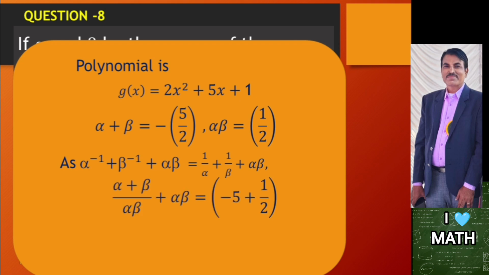Put the values of alpha plus beta and alpha beta. Simplify to get your answer as 9 by 2. Okay, we get 9 by 2. So the correct answer is D.